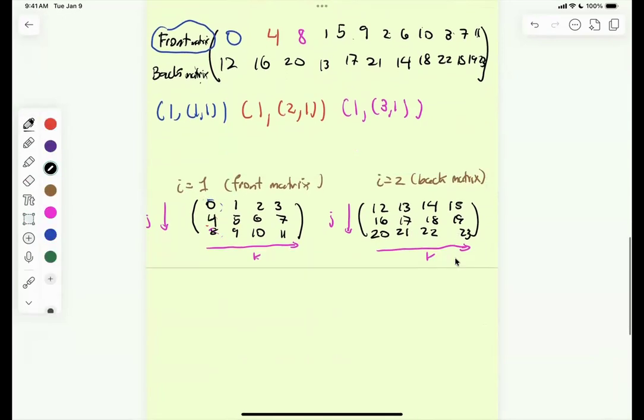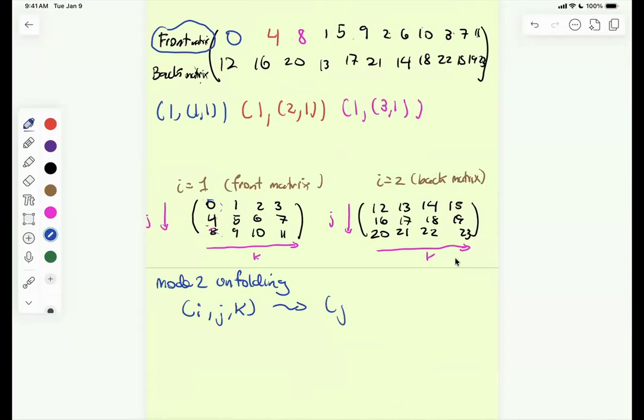So for the mode 2 unfolding, you take I, J, and K. Mode 2 refers to the second index, so it would be J. Now J becomes the first index, and then just imagine erasing J from here, so you're left with IK. I'll just read it off as I, comma K.